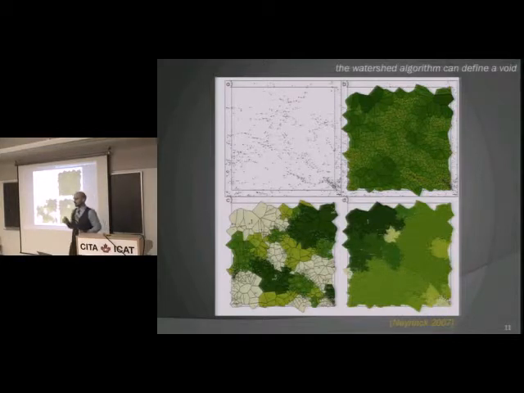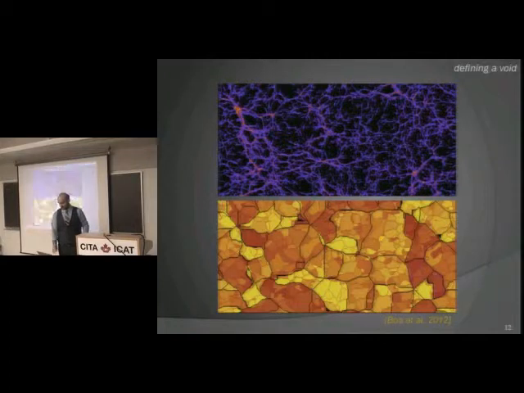This watershed algorithm allows us, in addition, to uncover the full hierarchy of voids. Just like there's a hierarchy of structure in the universe, there are clusters and substructures and sub-substructures within bound objects in the universe. There are voids and subvoids and sub-subvoids and on and on. There's a hierarchy of voids in the universe.